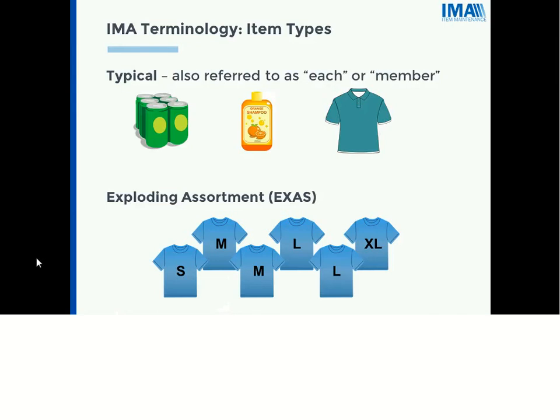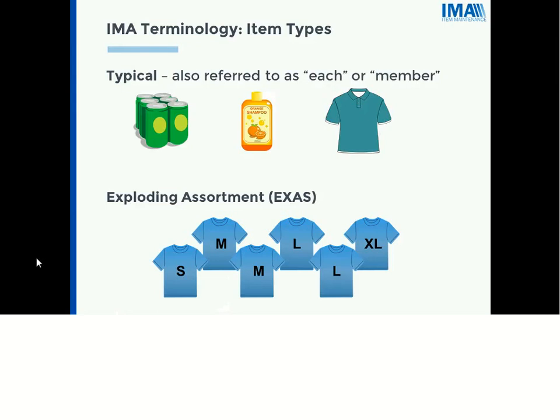Exploding assortment is just an assortment of items. So the example we have here is for apparel. That's 1 small, 2 medium, 2 large, and 1 extra large. It's not rung up at the register as an assortment. Each of those typicals would be rung up individually at the register. You may also see this referred to as parent and children relationship, with the exploding assortment being a parent, and then the typicals being the children, because all the typicals have to go into the exploding assortment.